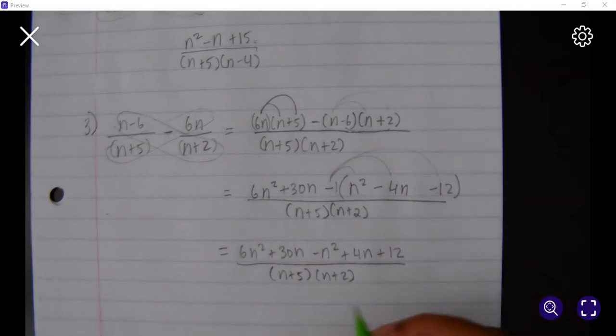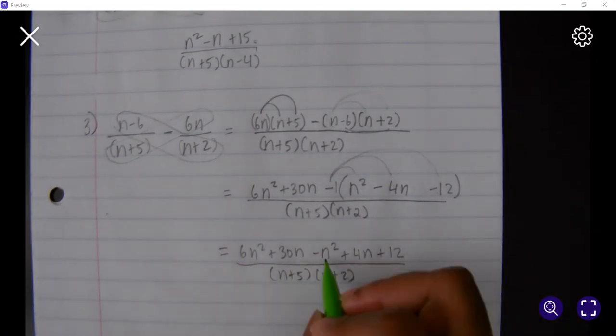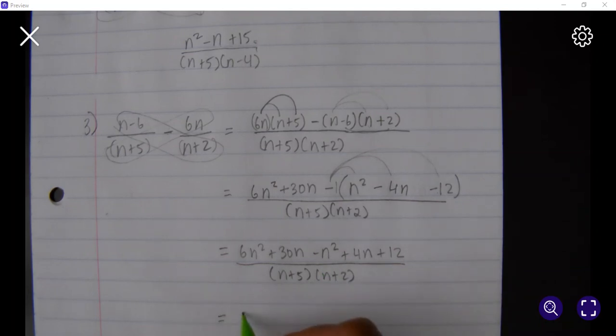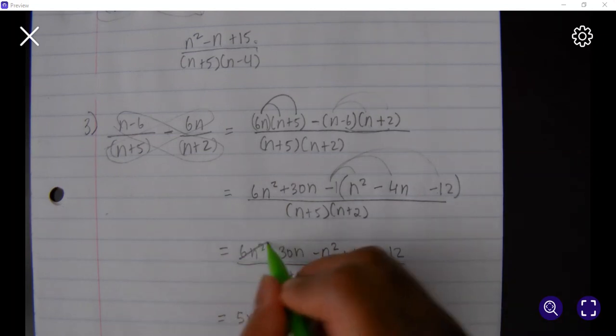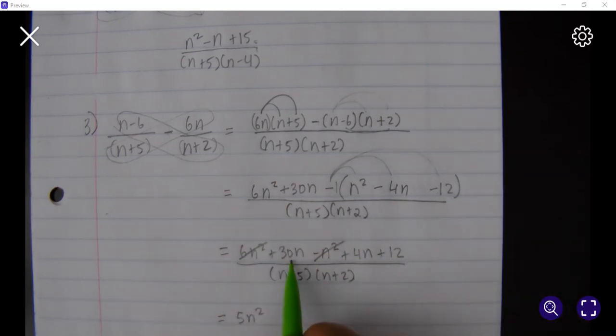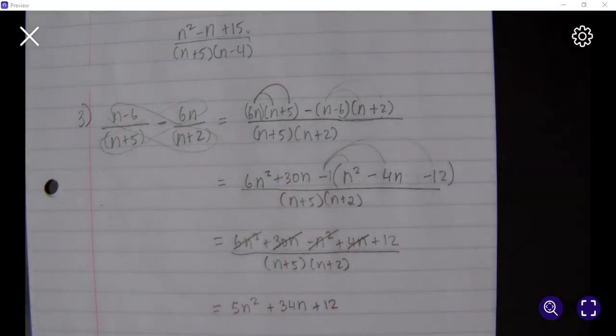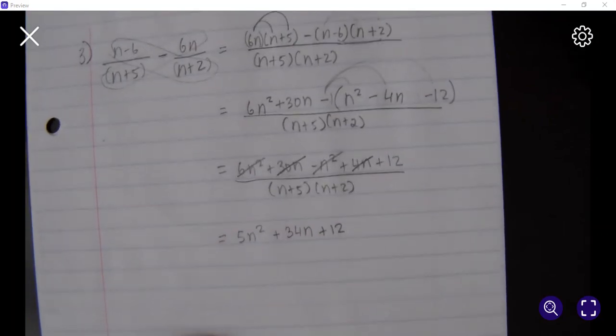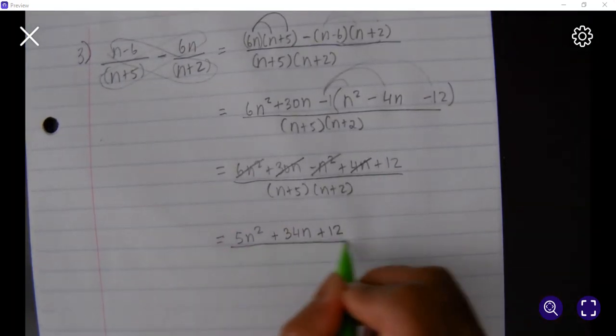Okay. And then here, I'm going to now go ahead and combine my like terms. So you have 6n squared minus n squared is 5n squared. Done with that. 30n plus 4n is 34n plus 12. Okay. And then bring down the common denominator.